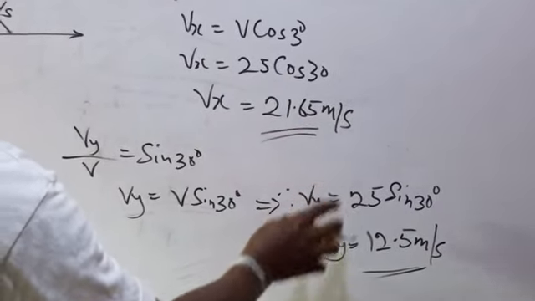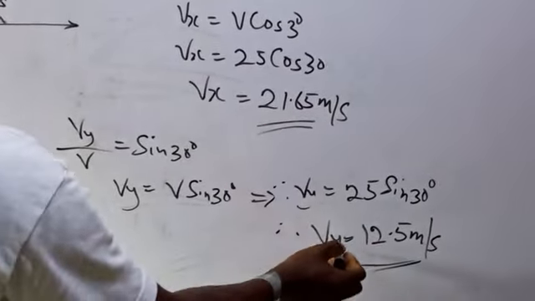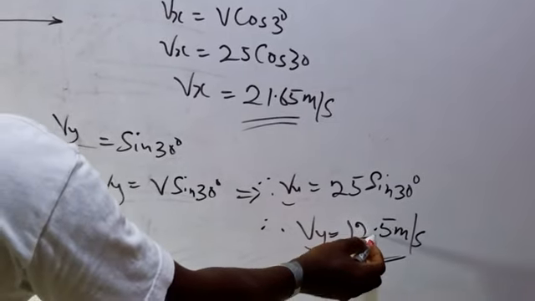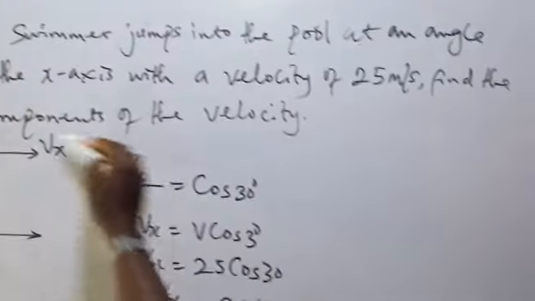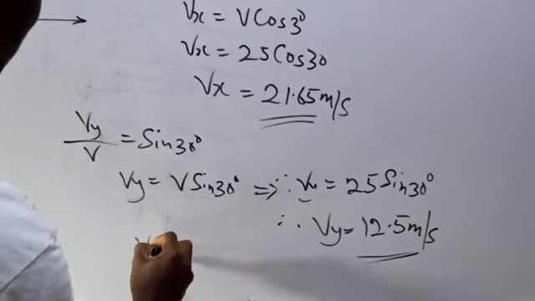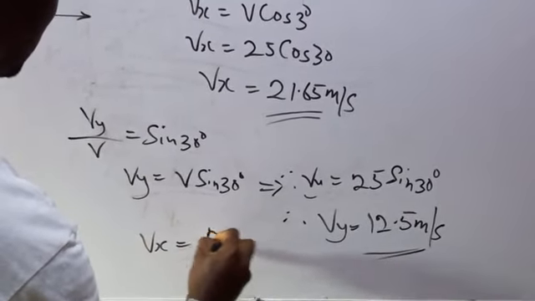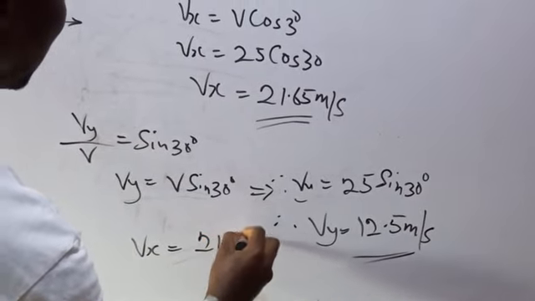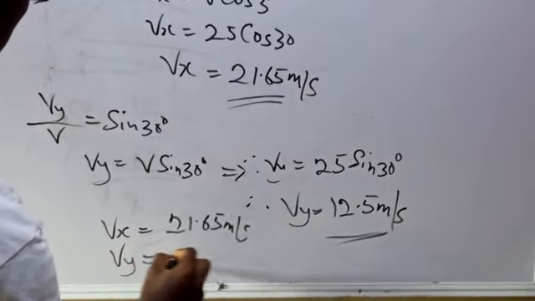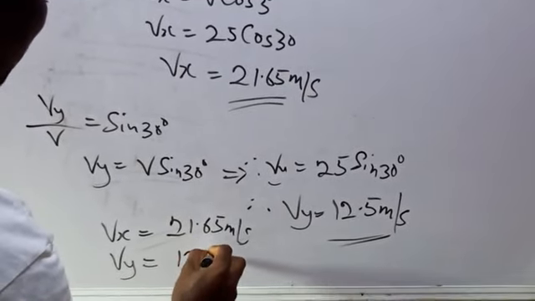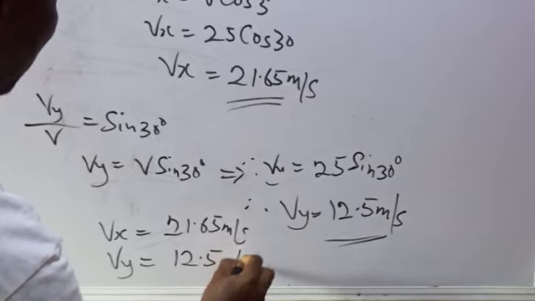Therefore, the velocities are 21.65 meters per second on the x-axis, and the velocity on the y-axis is 12.5 meters per second. Just as stated, I find the x and y components of velocity. And to state it, the velocity of the x component is 21.65 meters per second, and the velocity of the y component is 12.5 meters per second.